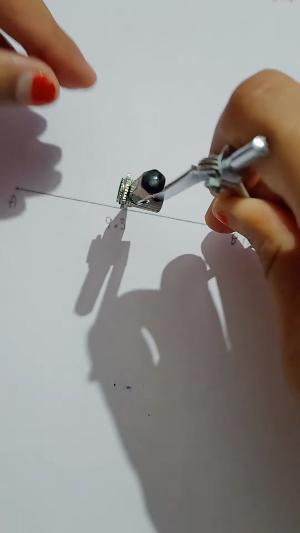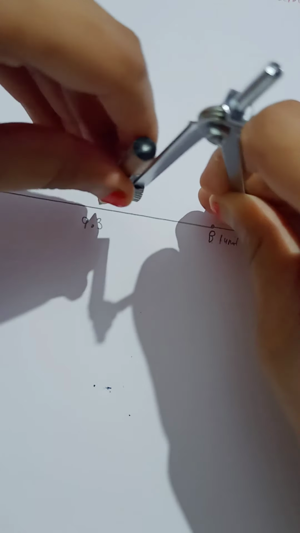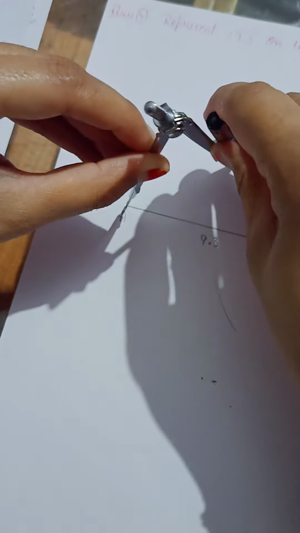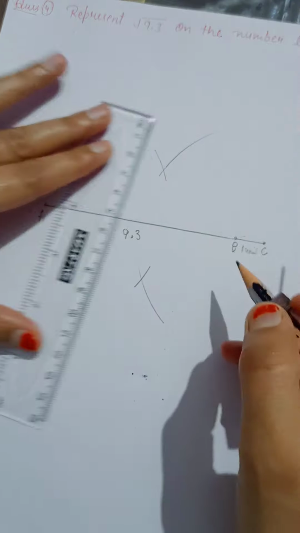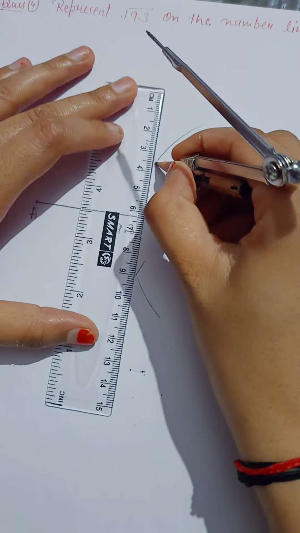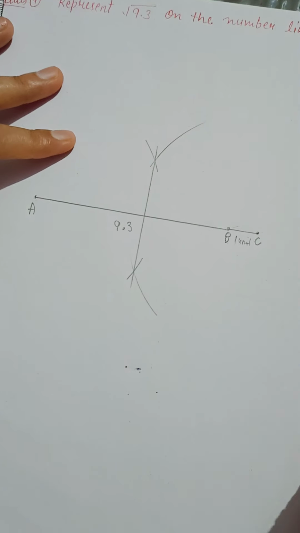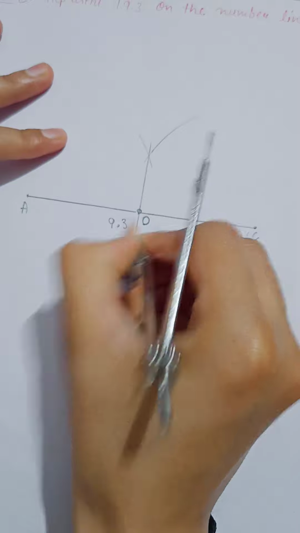Now I am going to bisect the line AC. To draw the bisector, we have to take more than half the line, and after that we will draw arcs. Join these 2 points. When this line intersects the line AC, it is called the midpoint, and let it be O. Clear?